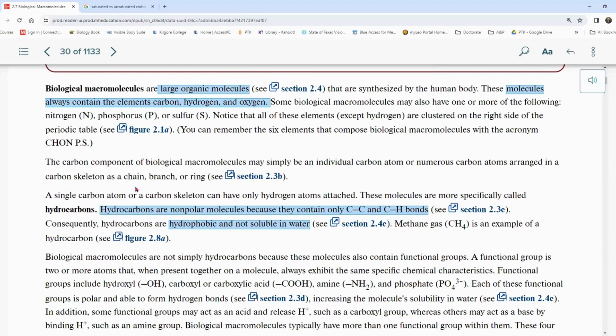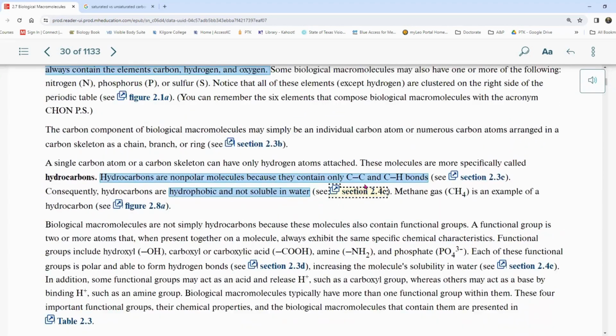So hydrocarbons, if you break that word apart, hydro means hydrogen, carbons meaning carbons. So it literally just means that there's a bunch of carbons and hydrogens linked together. That's what you're seeing here: carbons bonded to each other, and carbon and hydrogen bonded to each other. Consequently, especially if there are long chains of carbon and hydrogen, they're hydrophobic and not very soluble in water. So the more carbons and hydrogens you have in that chain, the less likely it's going to be able to dissolve.